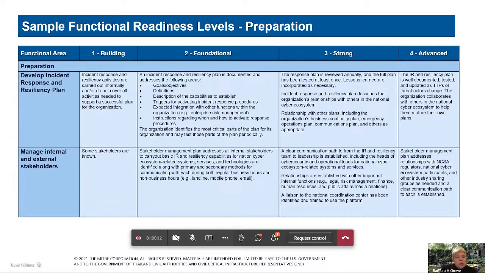Similarly, it's for managing internal and external stakeholders. For that one, for example, at the building level, some stakeholders are known. Then at the foundational level, the stakeholder management plan addresses all internal stakeholders to carry out the basic capabilities. And then each step you move further and further along.